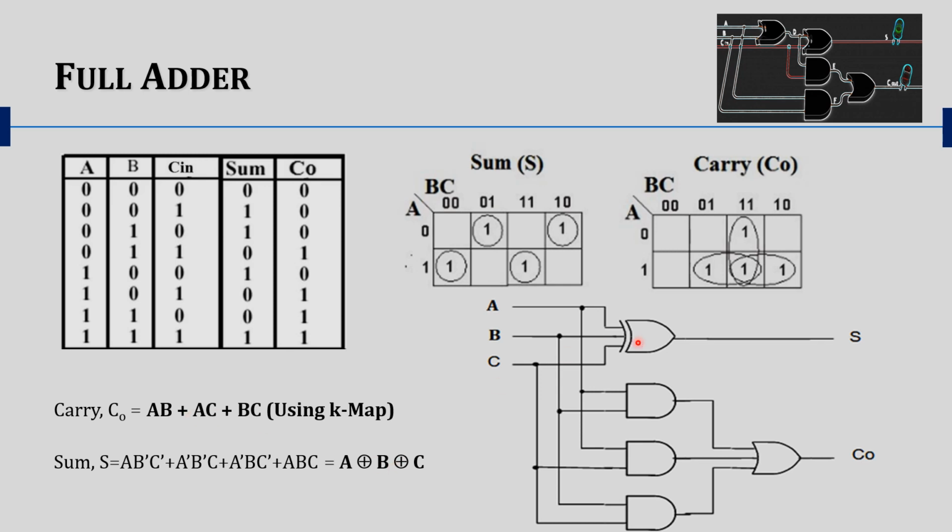Okay. So now let's draw the logic diagram. The sum term can be represented using an XOR gate, a 3-input XOR gate, A exclusive or B exclusive or C. So that is the sum term.